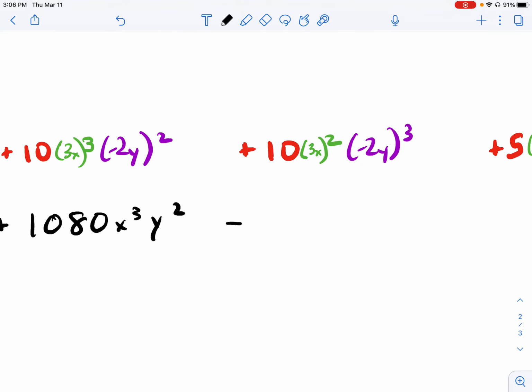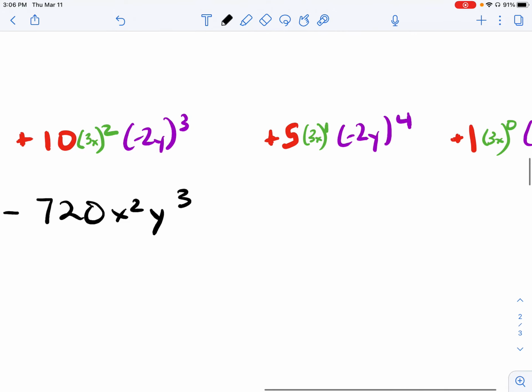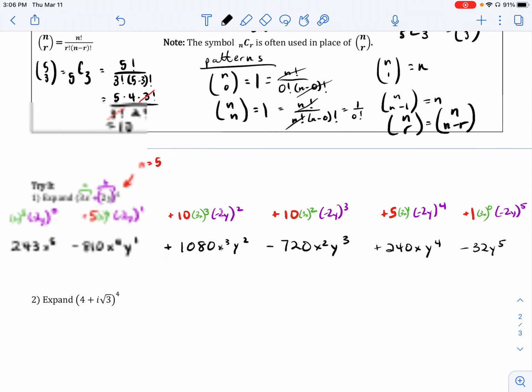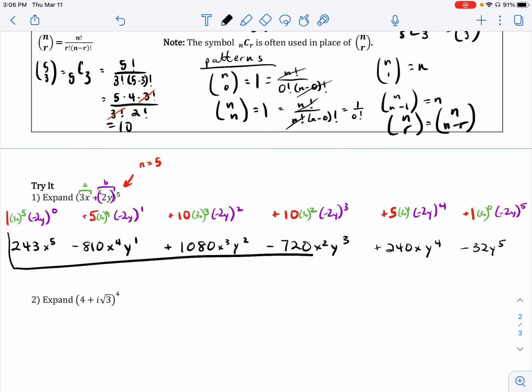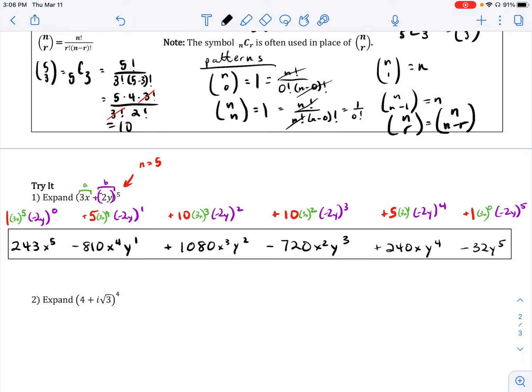The next one, I know I have negative 2 raised to the third power, so that's negative 8. So this all is going to be negative, so I have negative, let's see, 720 x squared y to the third. This one would be plus 240 x times y to the fourth, and this would be minus 32 y to the fifth. So we have all that. So we're just going to go ahead and box all of that, and that is our final expansion.